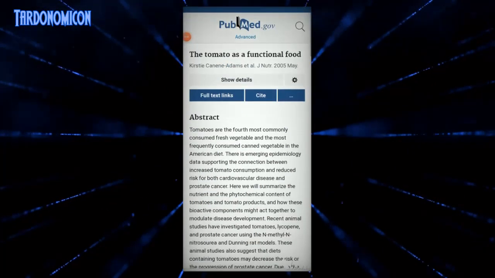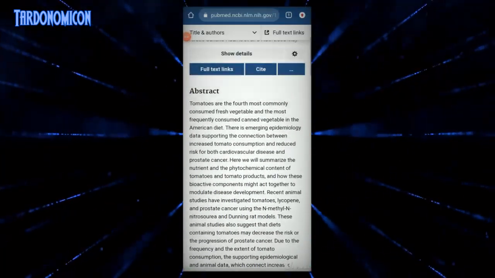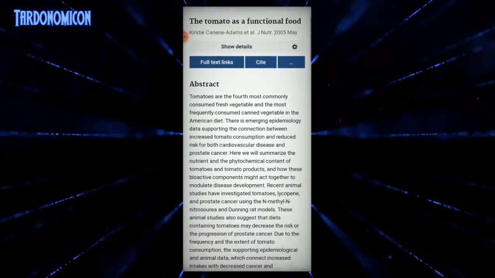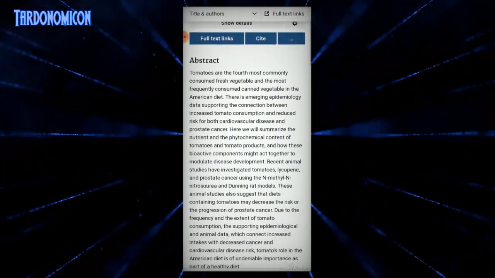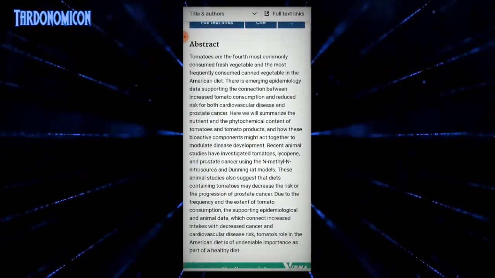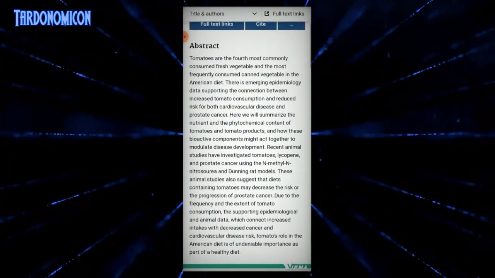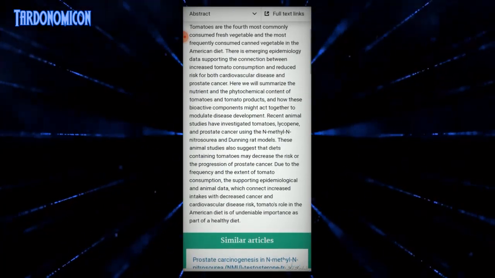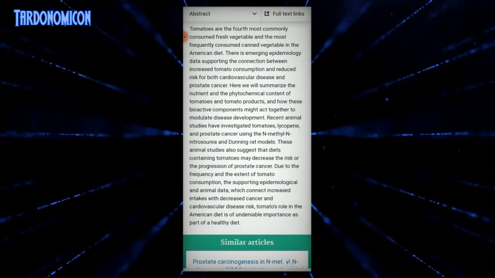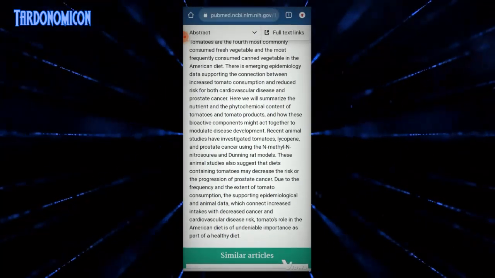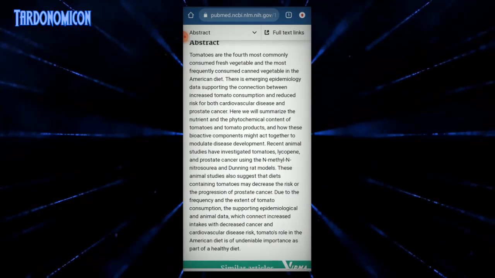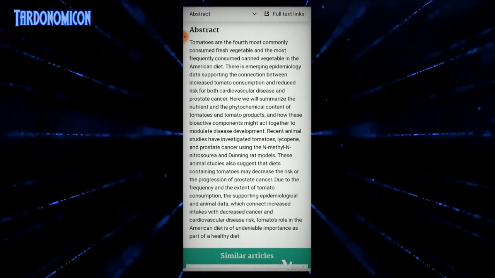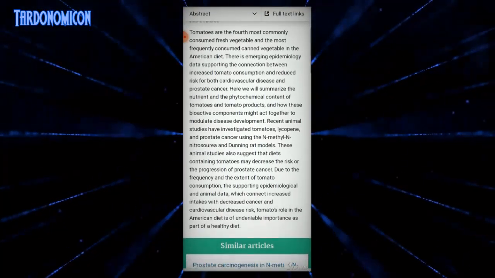I like to try to have about a can of tomato paste a day. So why? Tomato is a functional food. Tomatoes are the fourth most commonly consumed fresh vegetable and the most frequently consumed canned vegetable in the American diet. There is emerging epidemiological data supporting the connection between increased tomato consumption and reduced risk for both cardiovascular disease and prostate cancer. The reason why, and I'm not even going to talk about the phytochemical compounds myself, is the potassium in tomatoes, especially in concentrated tomatoes like tomato paste, it's almost unbeatable.